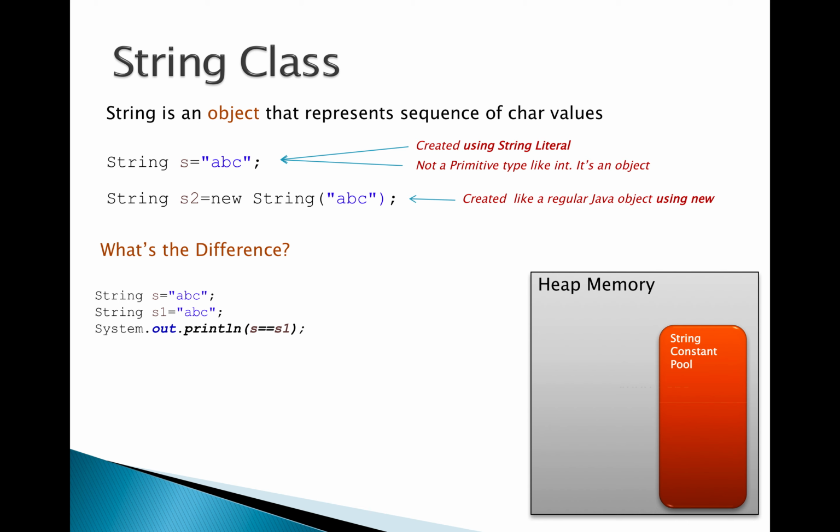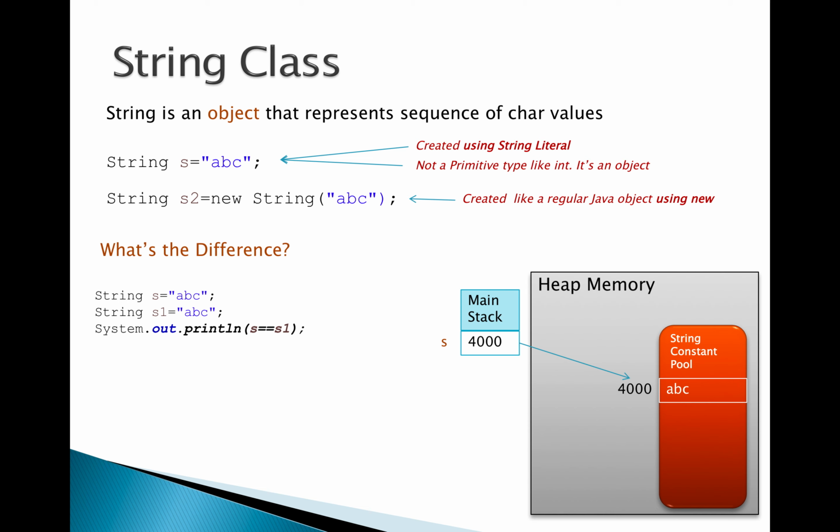So "abc" will be created there at a particular address. The string constant pool is a specific area residing in the heap memory to store all the string constants. Here "abc" is a string constant, so it is going to store "abc" inside this string constant pool. So what is s going to be? s is not going to hold "abc". s is going to hold the reference of "abc". "abc" is stored in memory and that memory location will be held by s, just like any other object.